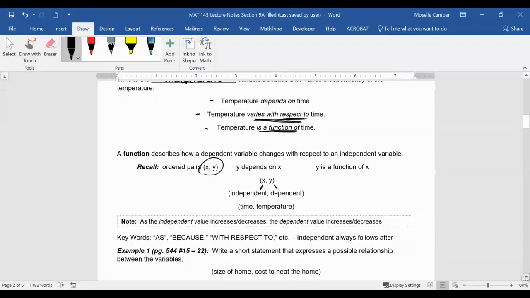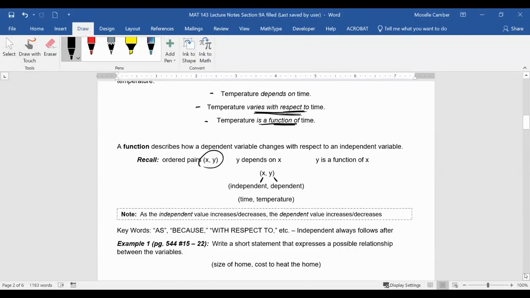Okay, and note that if you're going to write things as a sentence, you can say as the independent value increases or decreases, this is going to cause the dependent value to also either increase or decrease. So the key words here for these sentences, the words as, because, with respect to, they're going to tell you which one's independent and which one's the dependent.